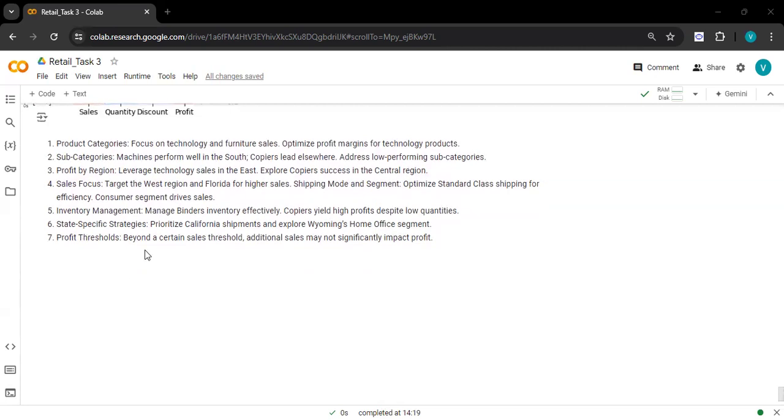For profit thresholds, beyond a certain sales threshold, additional sales may not significantly impact the profit, and the profit is falling down.